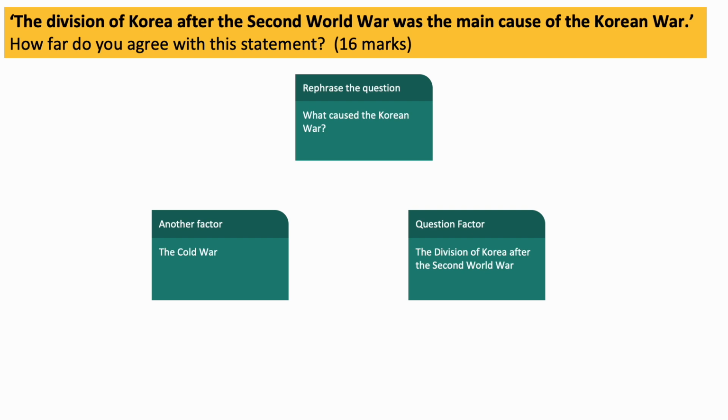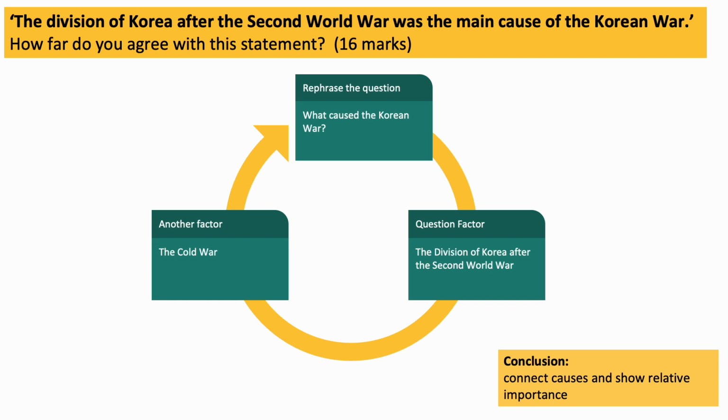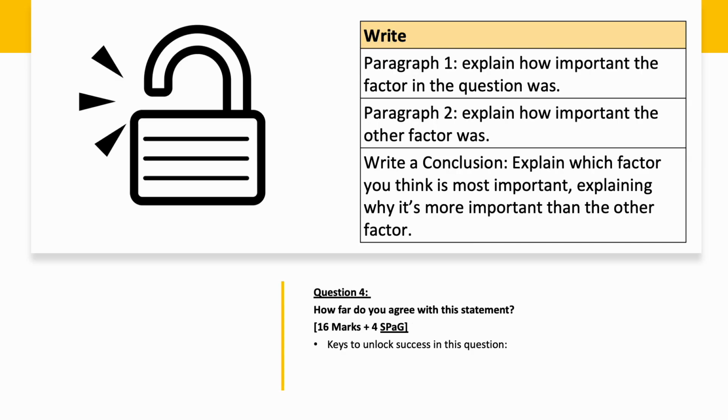Once you've decided your factors, we've now got a clear idea of where the essay is going. We also need to think about our conclusion, and that's where we get our top marks. The conclusion is where we're linking all of these things together. So what caused the Korean War? It was the division of Korea after the Second World War and the Cold War. But of course, we need to make an argument and decide which one's more important, and that's the conclusion. It's where you connect the causes and you show relative importance. And we'll talk about that more in a moment.